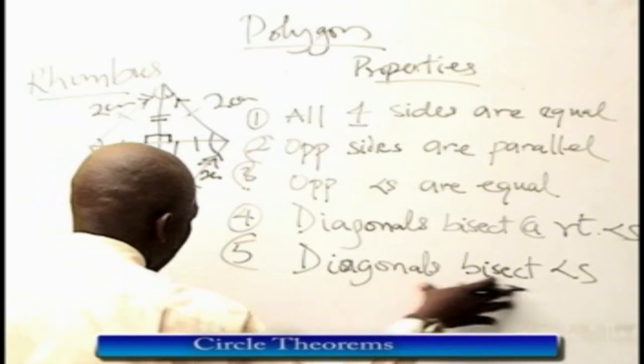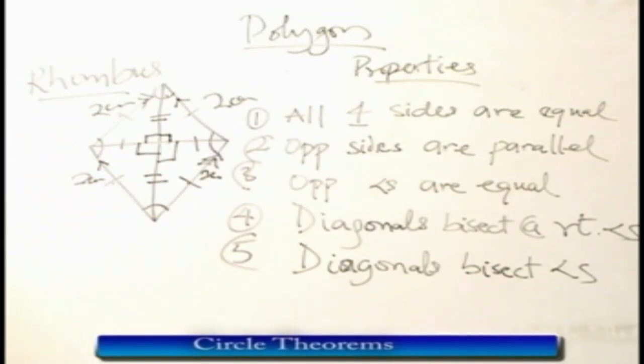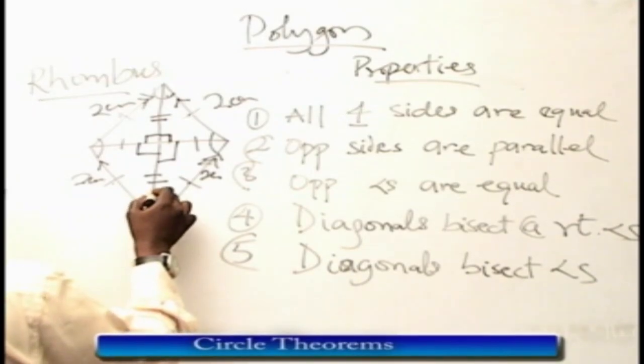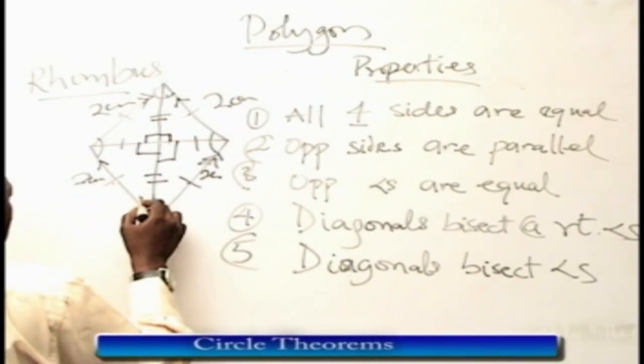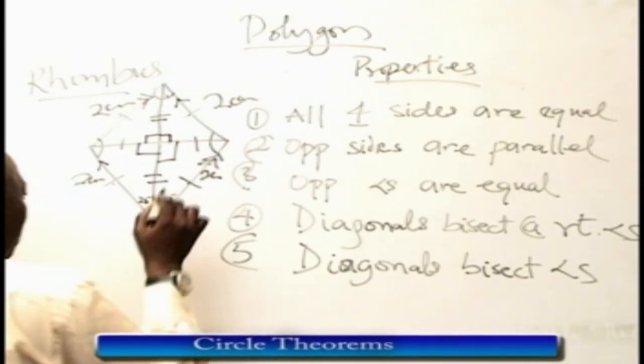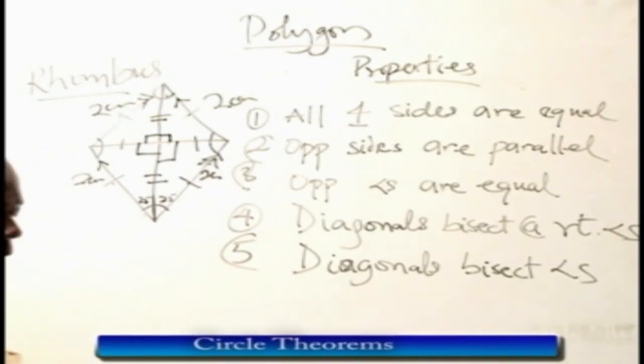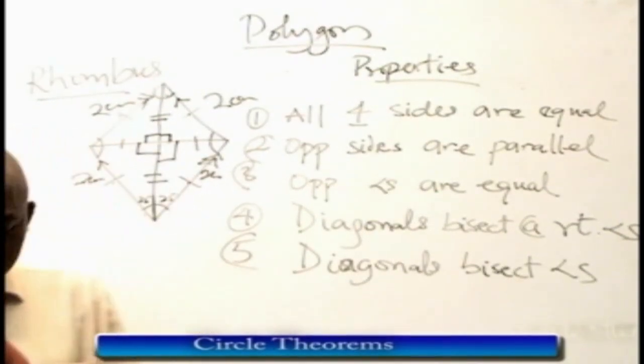Then lastly, diagonals bisect angles. So if I tell you that the angle here is 50, what this means, if this diagonal is coming down, what this means is this is 25, this is 25. Diagonals bisect the angles. That is that about parallelogram and rhombus.